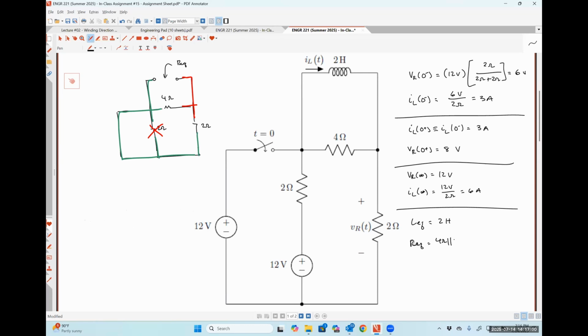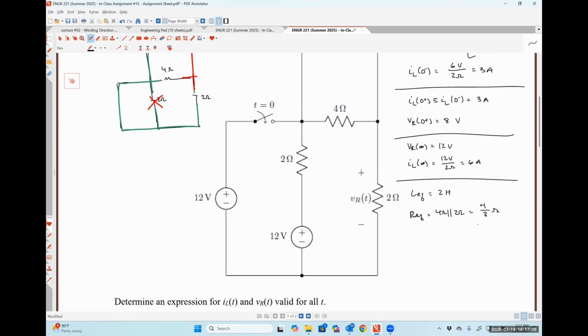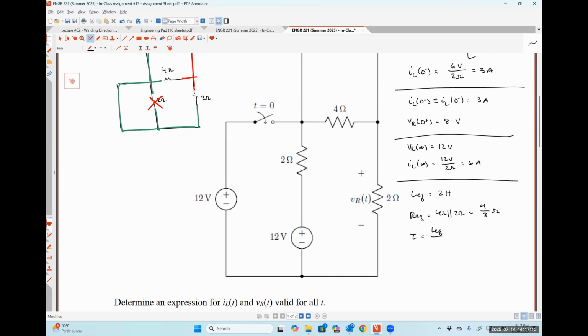So 4 ohms in parallel with 2 ohms. 4 times 2 is 8/6 is 4/3 of an ohm. From this, tau is LEQ over REQ. So 2 divided by 4/3 is the same thing as 2 multiplied by 3/4. So that's 6/4 is 3/2 of a second. The inverse of tau is then 2/3 per second. And I now have everything I need to just plug stuff in.